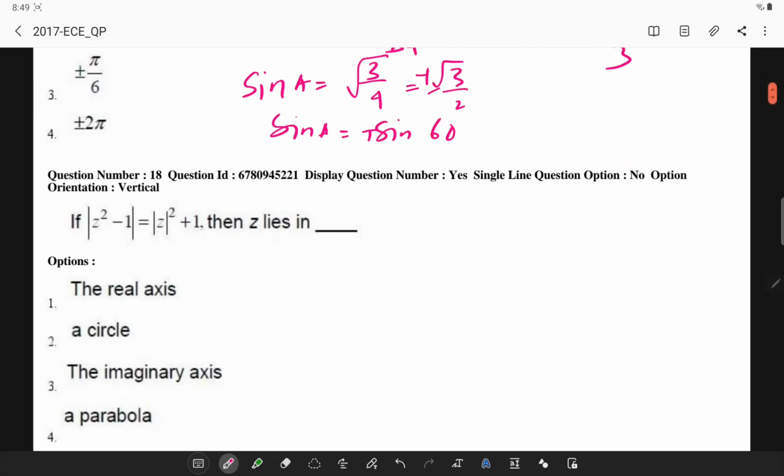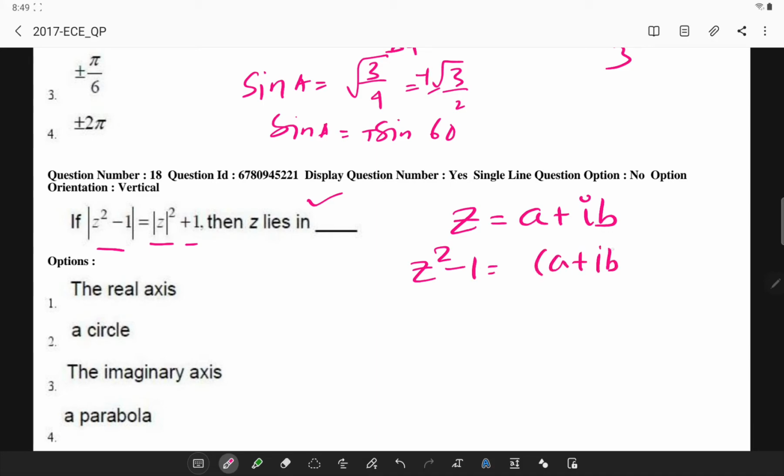Next question is related to complex numbers. So mod z minus 1 whole square is equal to mod z square plus 1. Then what is the value of z? So z is equal to, in complex domain, z is always a plus ib. What is the value of z square minus 1? So if I substitute a plus ib whole square minus 1, which will be a square plus b square. So here I have complex notation, so i square will be minus 1, minus b square plus 2iab minus 1.